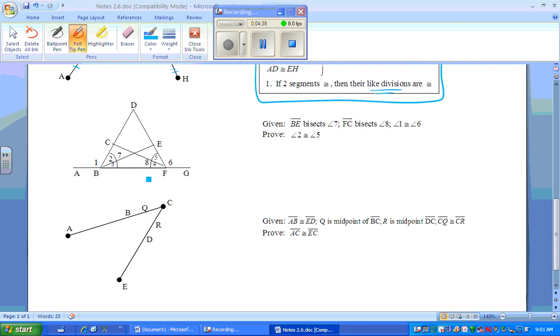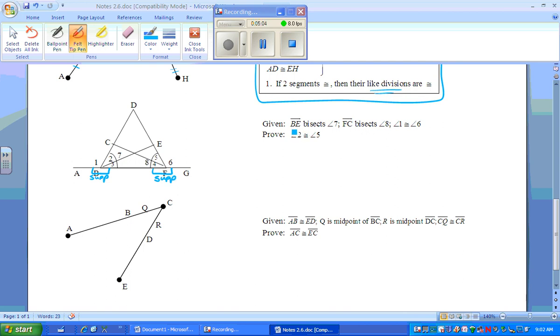We can get angles 7 and 8 congruent if we look at it, because what do we know about 1 and 2? 1 and 2 are adjacent, and they're forming the straight angle, so these are supplements. 6 and 8 are adjacent and making that straight angle, so these are supplements, which means that from 2.4 we know the supplements of congruent angles are congruent, so 7 and 8 are congruent.